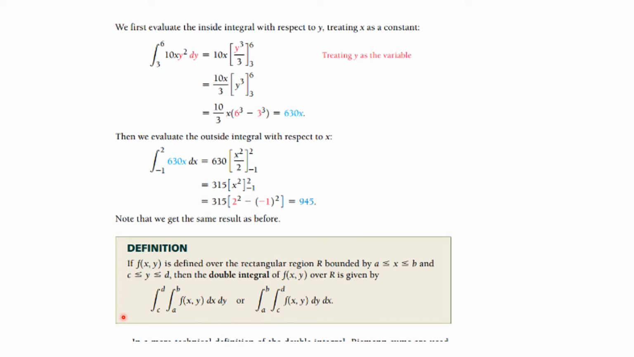So this motivates the definition. If f of x y is defined over a rectangular region R, where x runs from a to b and y runs from c to d, then this double integral is given by this iterated integral or this iterated integral. Notice that what we've done here is we've switched the dx and dy. Under very general circumstances, those will give you the same answer, just like they did in the example we just talked about.